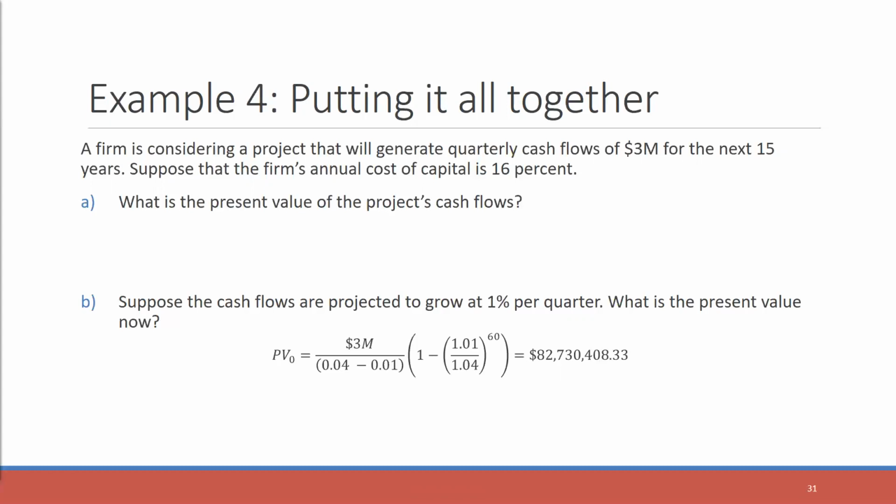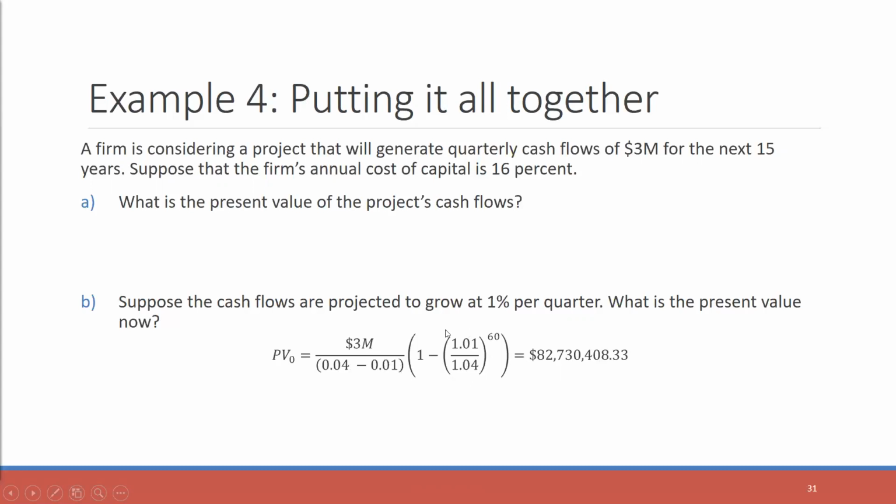Let's look at Part B. Suppose the cash flows are projected to grow at 1% per quarter. What is the present value now? So in this example, we know that this is going to be a growing annuity. And when we set it up, we've got our 3 million per quarter. We also have taken our 16% and divided it by 4. And we know that the project is going to grow at a rate of 1% per quarter.